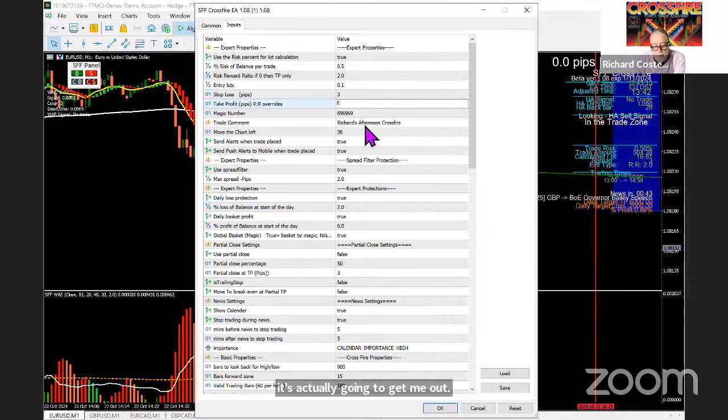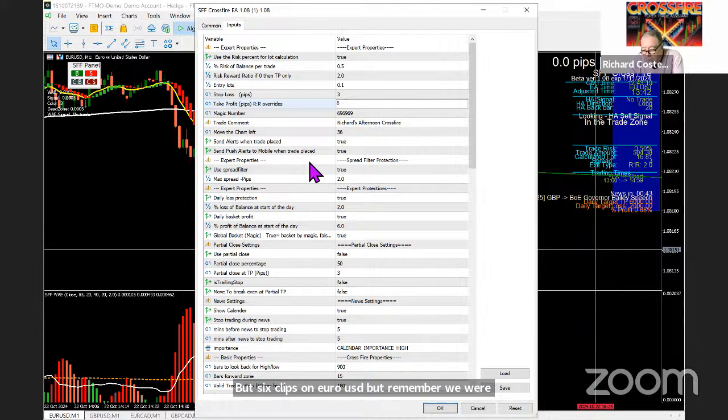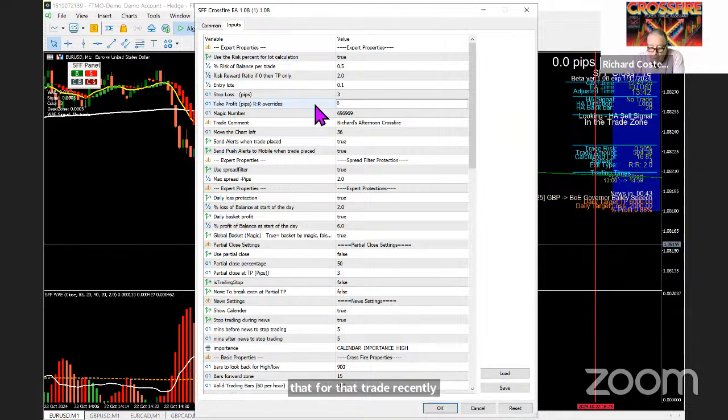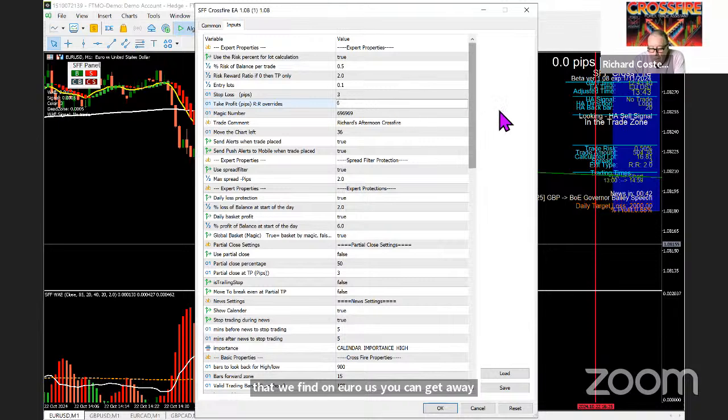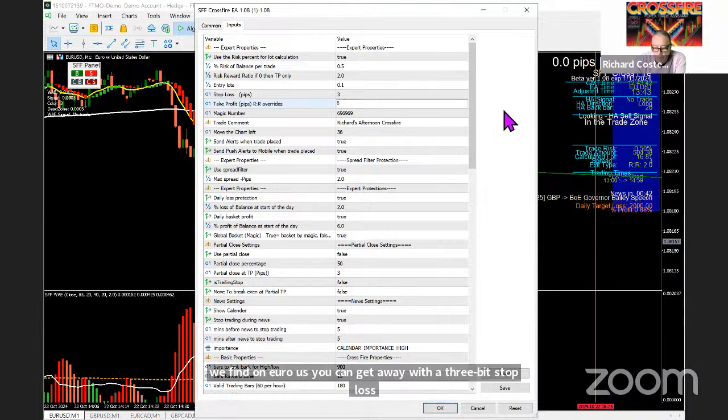But remember, we were on one of the other 3 pairs when we took that trade recently, and we were running on a 4-pip stop loss and an 8-pip take profit. You can set your stop loss to whatever you want, but we find on Euro USD you can get away with a 3-pip stop loss and slightly more on the other 3 pairs.